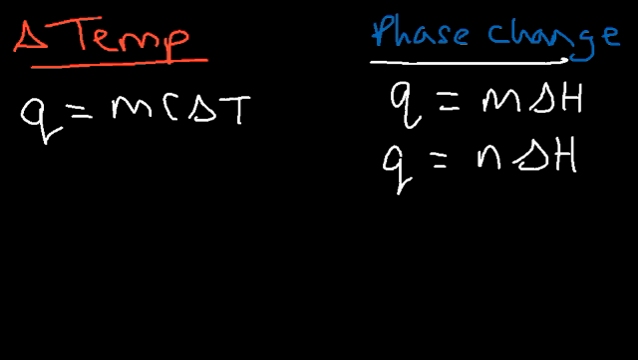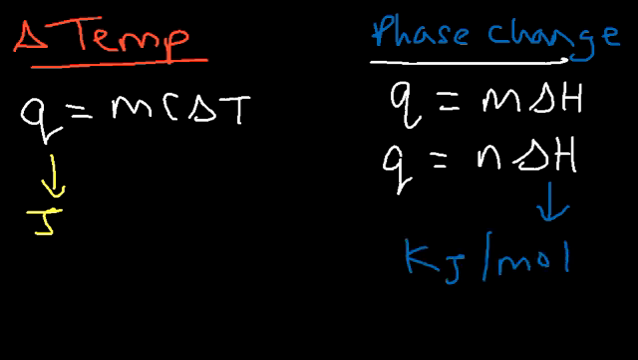Now, ΔH and Q are very similar. Q represents the heat energy absorbed or released, and it's usually in the units joules. Well, ΔH is very similar to Q in that it represents the heat energy absorbed or released, but it's measured at constant pressure. Keyword, constant pressure. And also, the units are usually a bit different. ΔH in chemistry is most commonly kilojoules per mole, but sometimes you might see it as joules per gram.